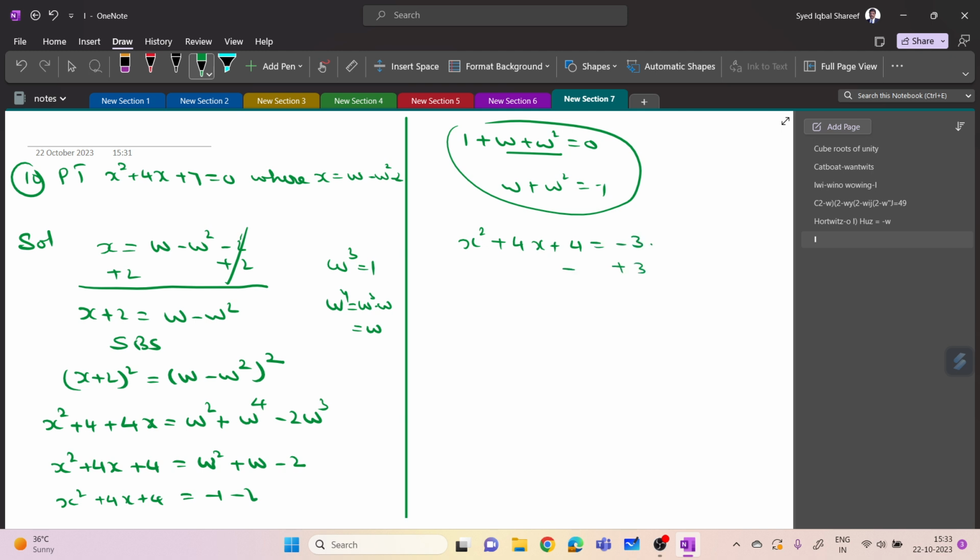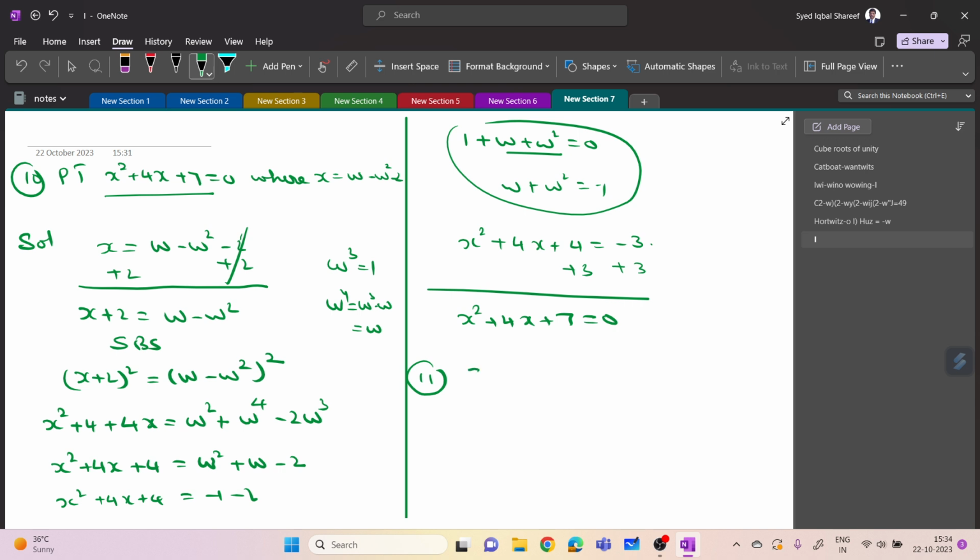So x square plus 4x plus 4 equal to minus 3. Adding plus 3 on both the sides. Why are we doing this? Because x square plus 4x plus 7 equal to 0, we want to prove this thing. That's it. Very easy and simple. Just expanding and simplifying. The only new thing for us is omega. Everything else we have done in earlier classes.